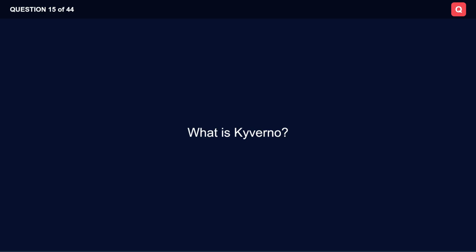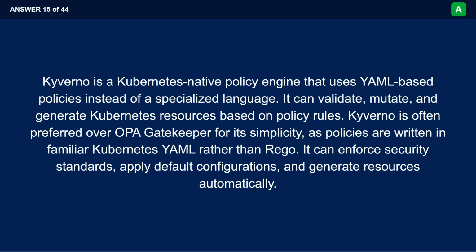What is Kyverno? Kyverno is a Kubernetes native policy engine that uses YAML-based policies instead of a specialized language. It can validate, mutate, and generate Kubernetes resources based on policy rules. Kyverno is often preferred over OPA Gatekeeper for its simplicity, as policies are written in familiar Kubernetes YAML rather than Rego. It can enforce security standards, apply default configurations, and generate resources automatically.